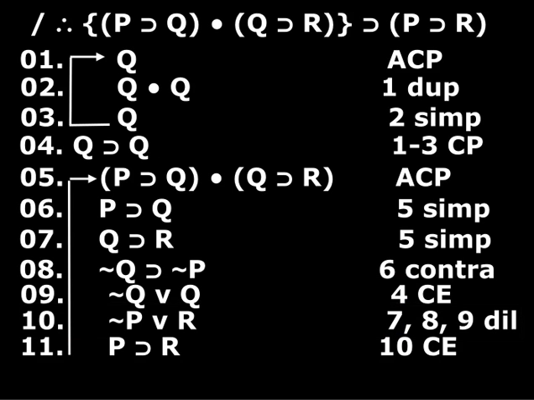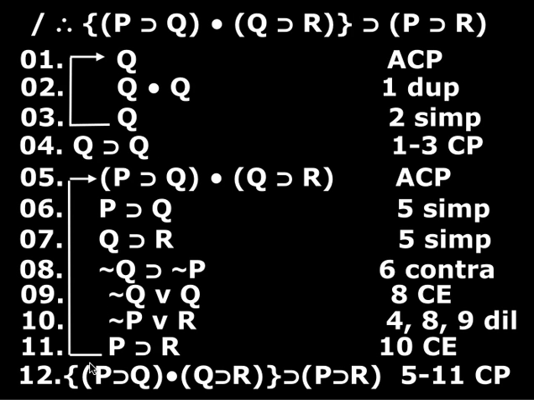Okay. Well, now I've derived the consequent I want. I assumed this right here, and I managed to derive that consequent, if P then R. So now I can close this subproof off, and let me correct my lines here again. That's 4, and that's 7. Okay. 5 through 11 conditional proof, and that's this conditional.